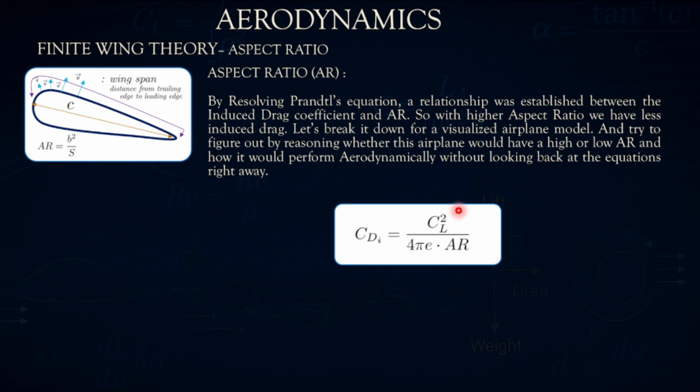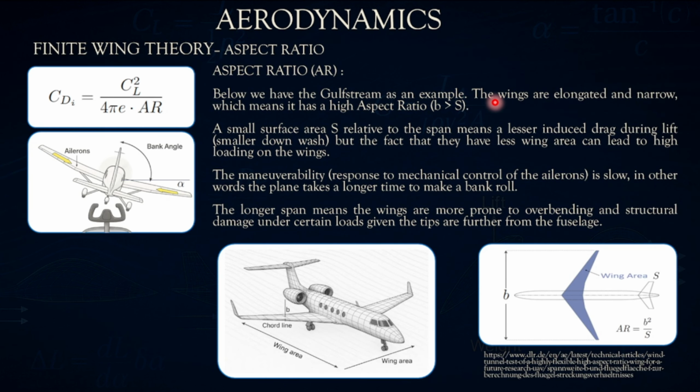So by comparing the equations, you can figure it all out and deduce how they are related to each other. Of course, e, the Oswald factor, is related to the lift efficiency of the wing. Below we have the Gulfstream as an example. The wings are elongated and narrow, which means it has a high aspect ratio. Why? Because b is greater than S.